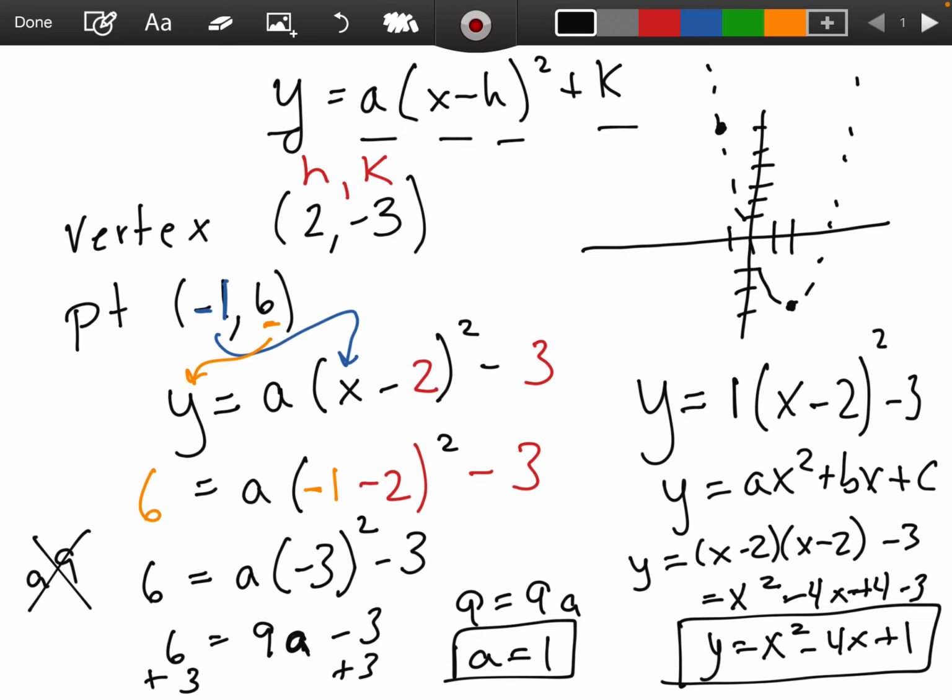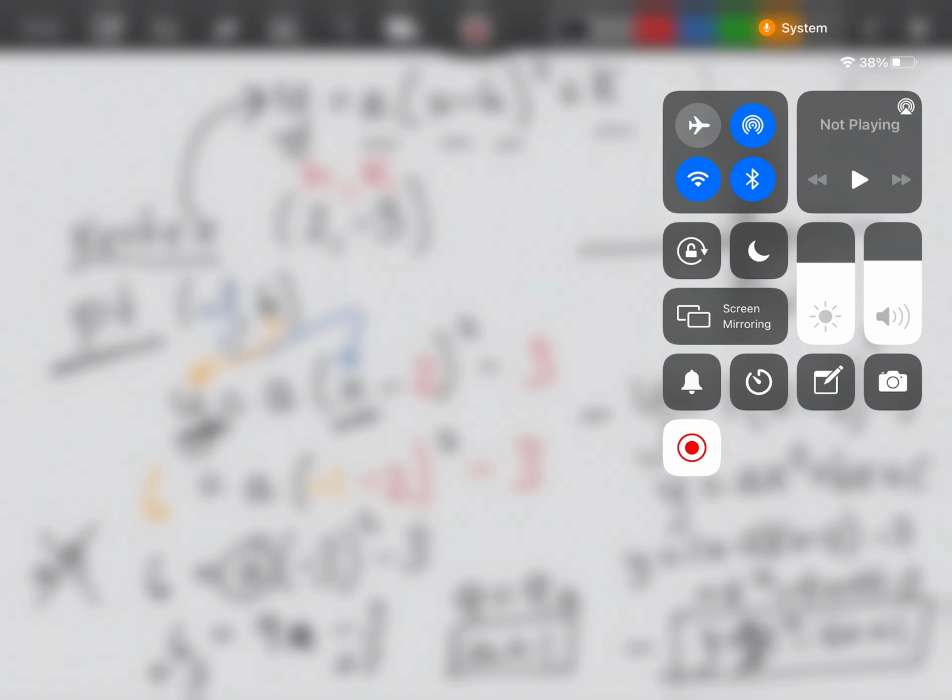So let's just go through what we did. We used the vertex and we put that into vertex form. Then we used the point, because the point is telling us x and the point is telling us y, and that allowed us to find a. And we can see that whether we're in vertex form or standard form, we still get that a is 1. All right, I hope this was helpful, and you can solve the first test question now.